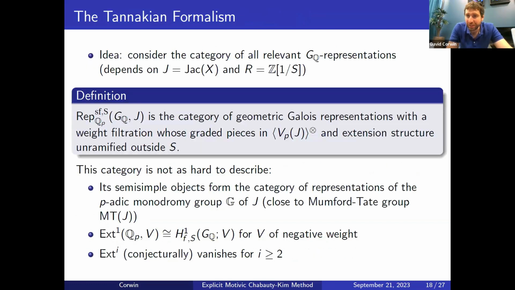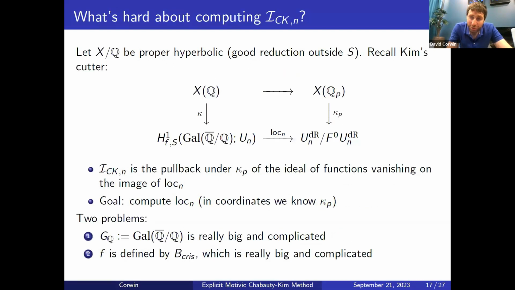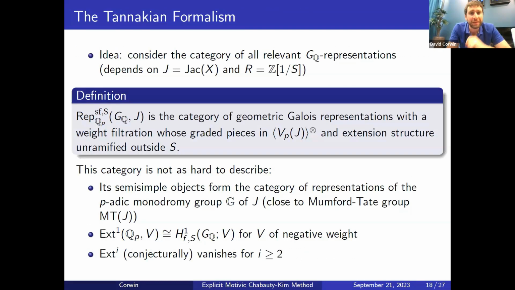And so it turns out that using a bit of Tannakian formalism, we can actually, in fact, kill two birds with one stone, as we say in English. We can actually solve both of these problems at the same time. And so the idea is to consider the category of all relevant representations of the absolute Galois group. And first of all, when I say relevant, I mean only representations that are crystalline. So this crystalline condition is going to be built into the category. And once we understand the category, we don't have to worry too much about this B-crys, this crystalline p-adic period ring.